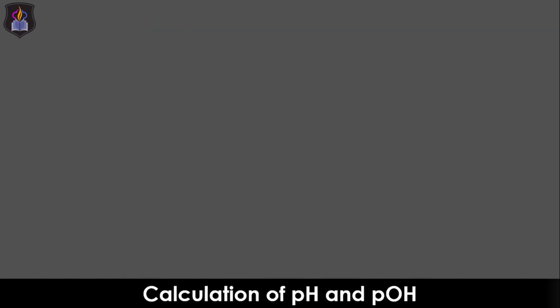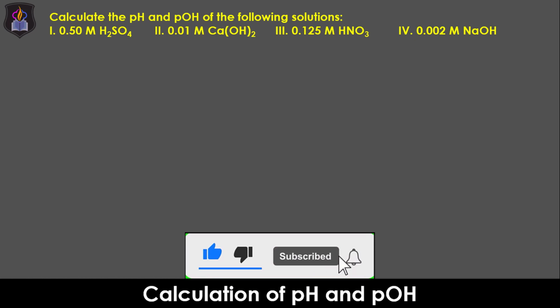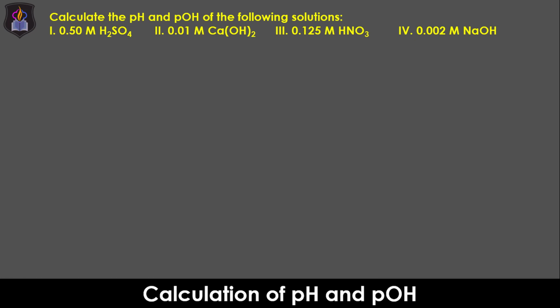Let's now see how we can apply this formula by solving this problem. Calculate the pH and pOH of the following solutions. 1. 0.50 molar H2SO4. 2. 0.01 molar calcium hydroxide. 3. 0.125 molar HNO3. And 4. 0.002 molar sodium hydroxide. In this question, we are given the concentrations of the acids and alkalis and asked to calculate their pH and pOH.